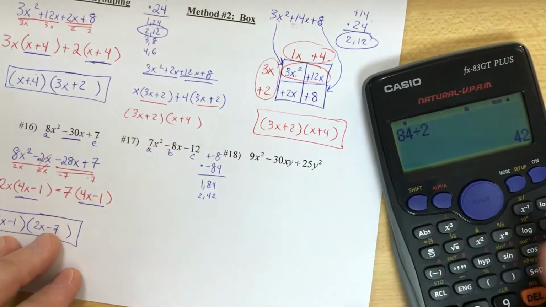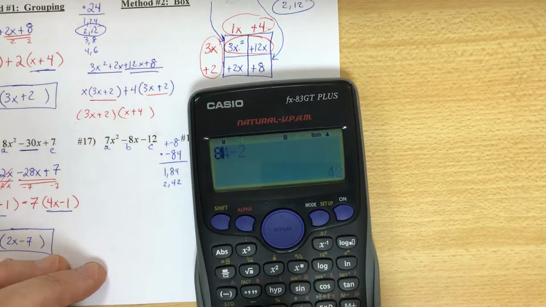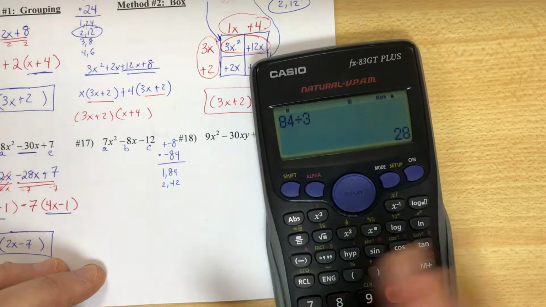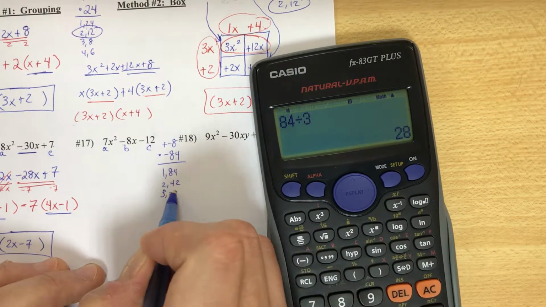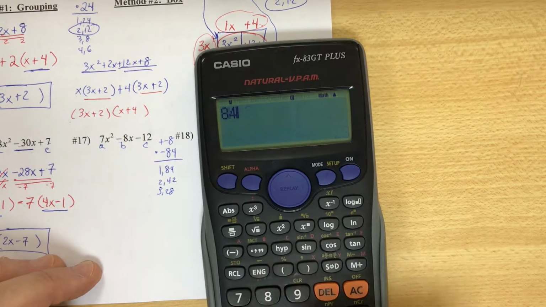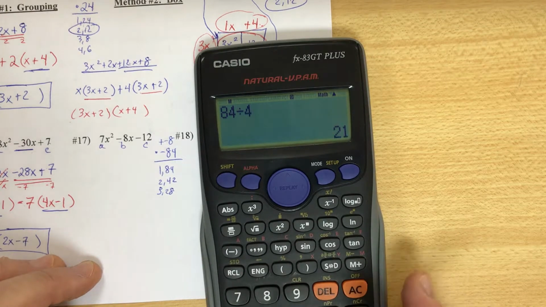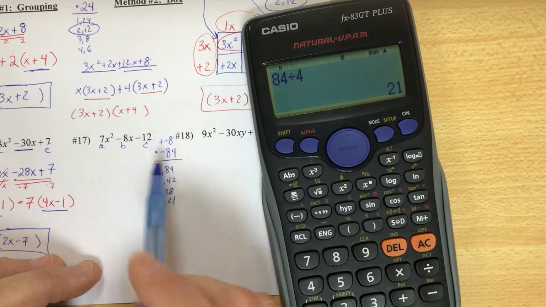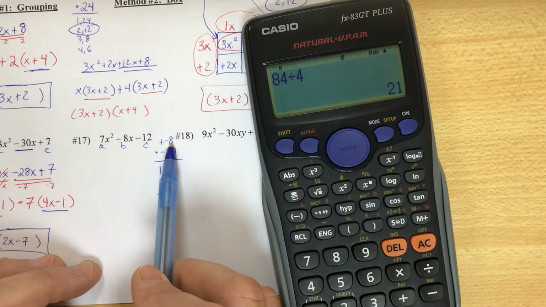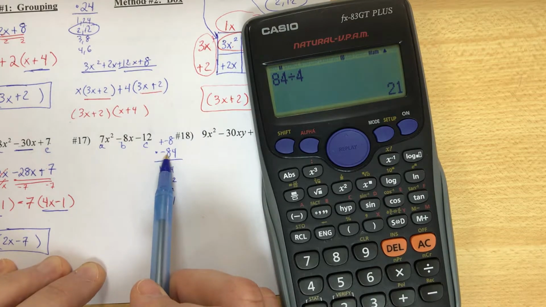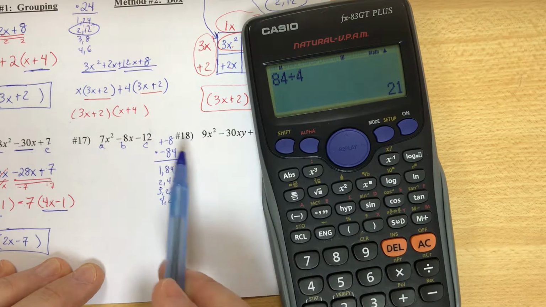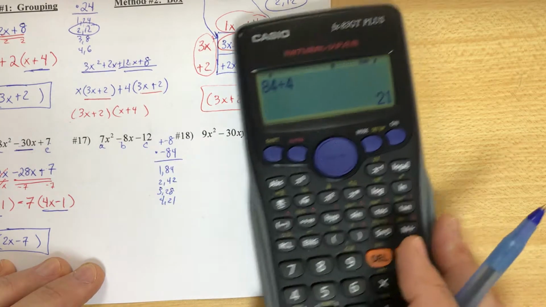Does 3 work? Is 84 divisible by 3? Yes. 3 and 28. Is 84 divisible by 4? Yeah, 21. Now, remember what we're trying to get though, it has to add up to -8 and it has to multiply to a negative, so it has to be a positive and a negative value. This doesn't give us -8. These are too far apart.